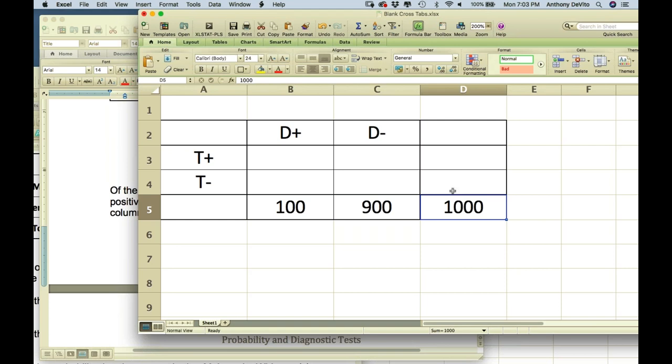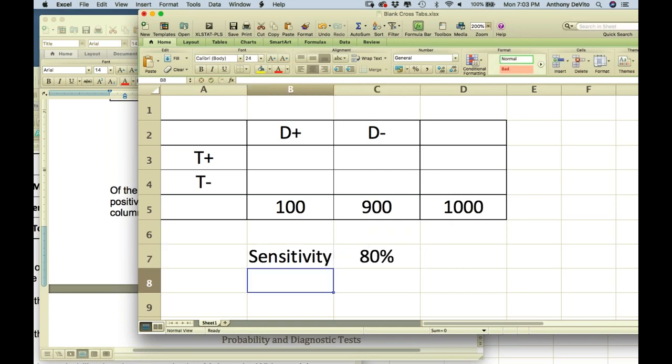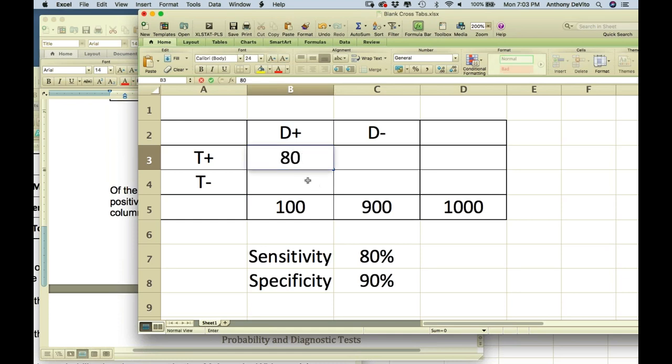Okay, remember what I told you? I'm going to rewrite it here. The sensitivity was 80%, and the specificity was 90%. So out of 100 people, how many do you think it would correctly identify as positive that had the disease? It's 80%. How many out of 100? What's 80%? 80 people. We're dealing with whole numbers here.